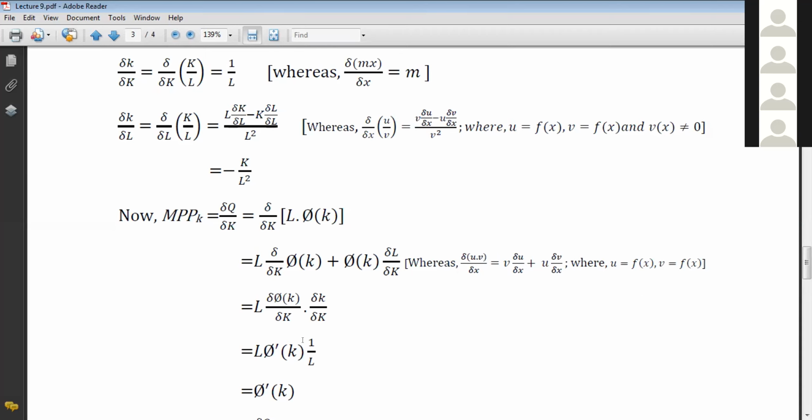Yes, ma'am. Okay. So this is 1 by L here, and this is a partial differentiation. We are differentiating with respect to K, and that is why in this specific calculation L is constant, so this full term would become 0. So we can write only L phi prime of small k into 1 by L, that is phi prime of small k. So okay, I'm sharing a whiteboard, and you can see this calculation there.